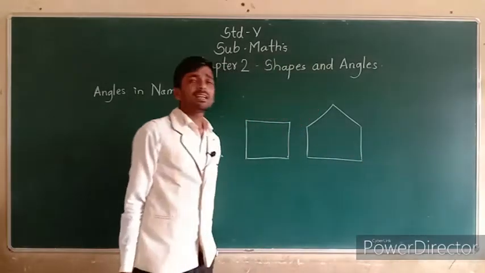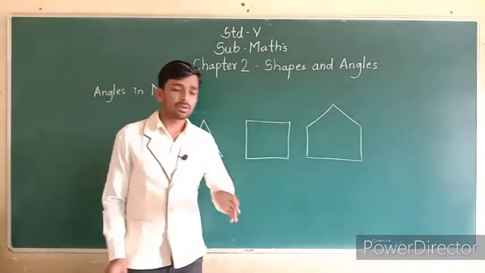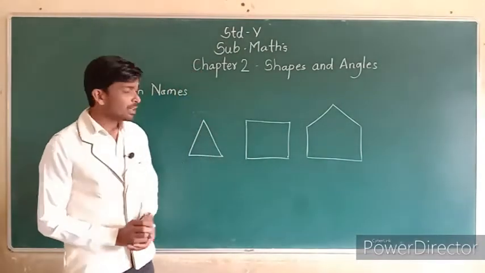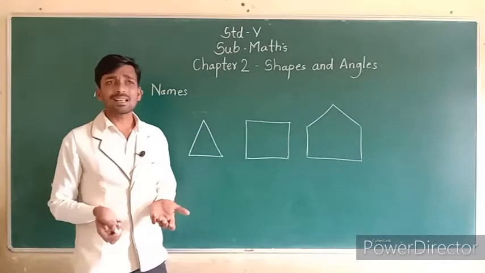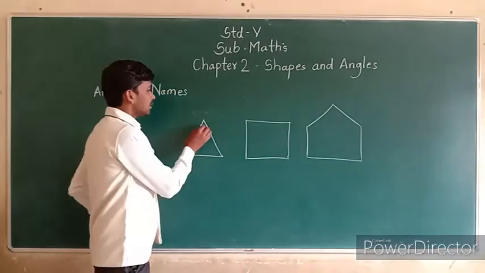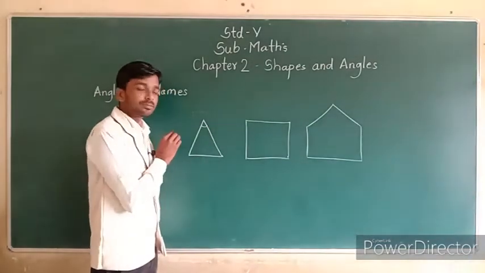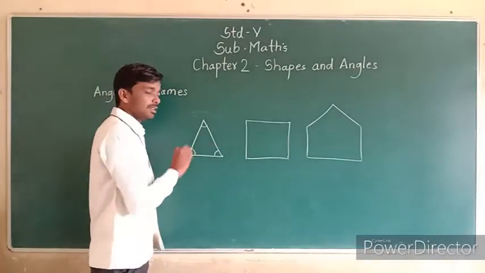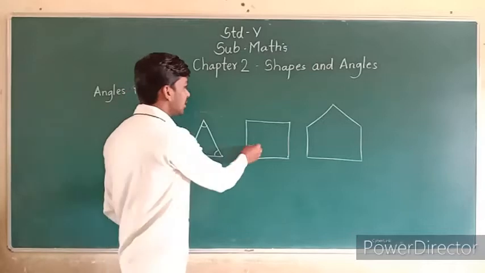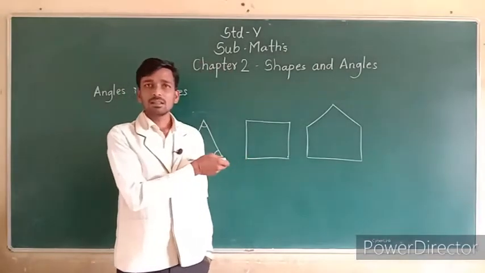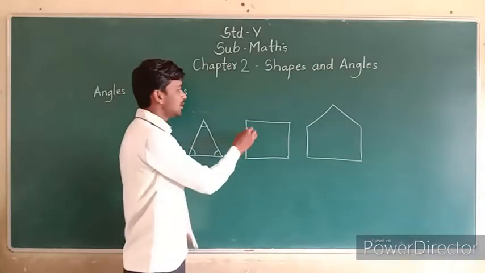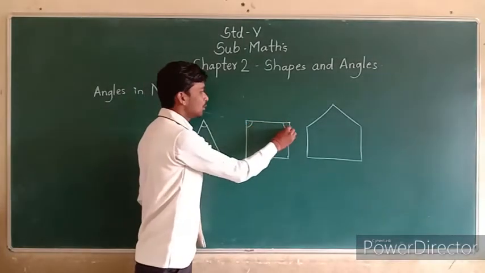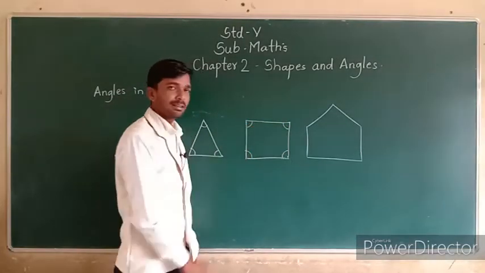See, like that they can draw 3 or 4 shapes. Okay, in first triangle how many angles are there? See, this is first angle, this is second angle, and this is third angle. Okay, in this square or quadrilateral how many angles are there? See, this is 1, 2, 3 and 4 angles are there.